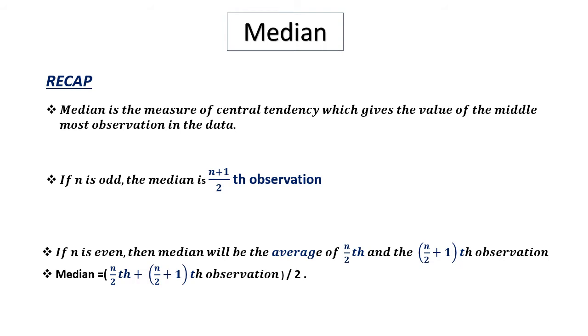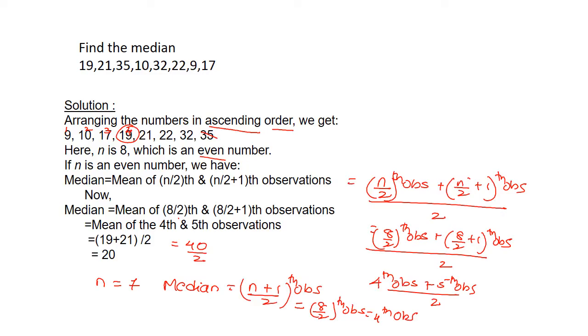So let's see by an example. Find the median of the numbers 19, 21, 35, 10, 32, 22, 9, 17. Here the total number of observations is 8. To find the median, the first and foremost thing is to arrange the numbers in ascending or descending order, because you have to find the middlemost value. When arranged in ascending order, we get 9, 10, 17, 19, 21, 22, 32, 35. Now n is 8, so there are 8 observations, which is even.